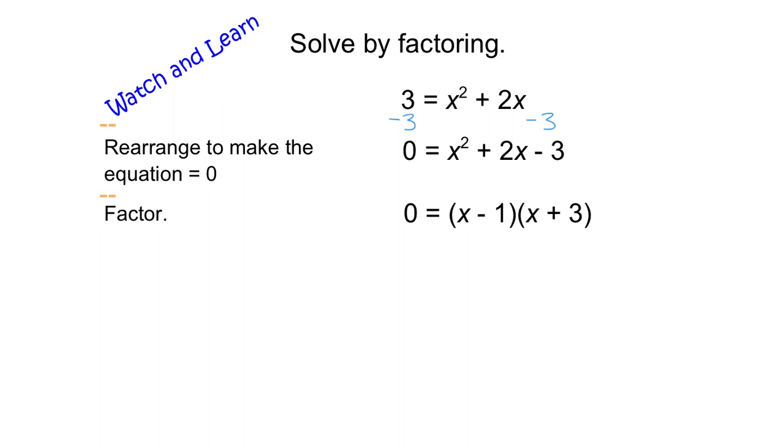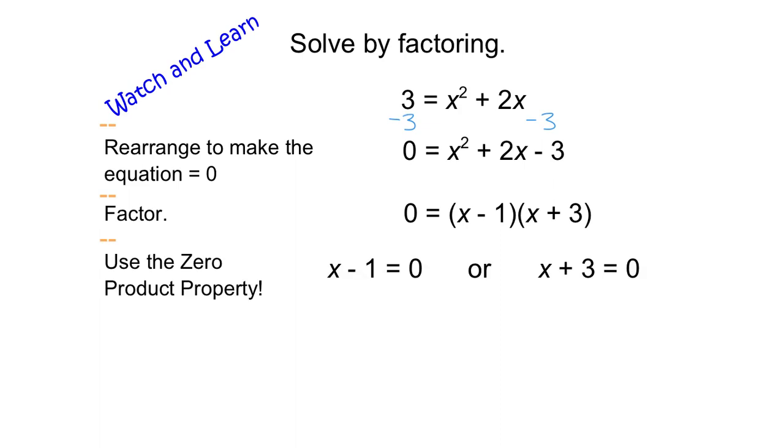Now that I have an equation equal to 0, I'm going to factor what I have over here. This is a simple trinomial. I need two numbers that multiply to negative 3 and add to positive 2. Those two numbers are minus 1 and positive 3, so this is the factored form. Now I have two factors multiplied together, getting an answer of 0. So I can use that zero product property. X minus 1 is equal to 0, or x plus 3 is equal to 0.